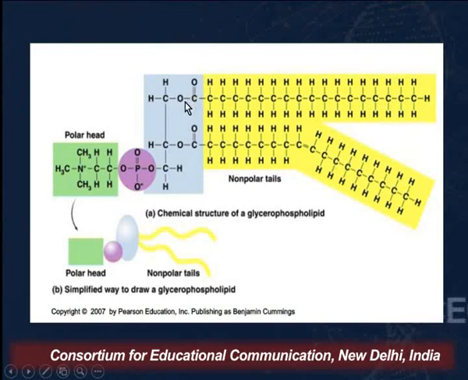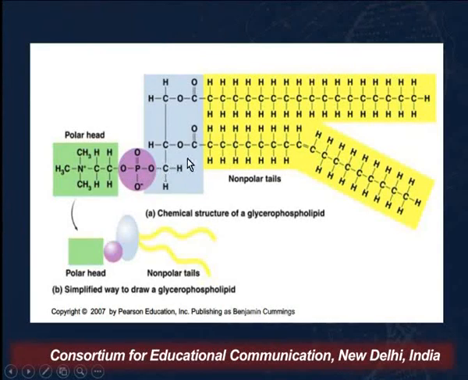Now this glycerol molecule, the OH on the first carbon undergoes reaction with a fatty acid, resulting in an ester bond here. Similarly, the second OH also reacts with a fatty acid, resulting in an ester bond. The third OH reacts with a phosphoric acid, resulting in a phosphoester bond, and then this phosphoric acid reacts with choline, resulting in a phosphocholine ester bond here.